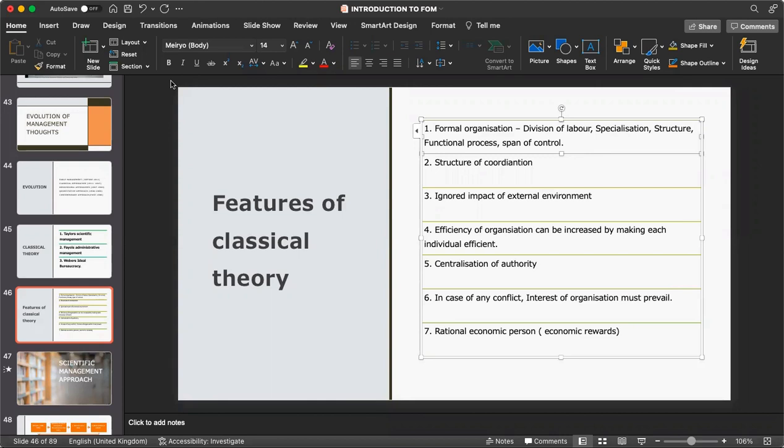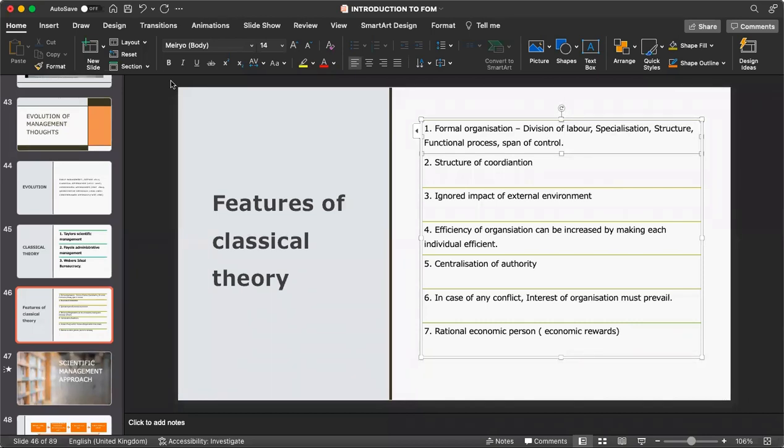Second one is structure of coordination. Right now we are talking about interdepartmental coordination. It means coordination between sales and marketing, between the accounts department and finance department, between manufacturing department and purchasing department. All those related departments must coordinate and support each other in order to increase the efficiency of the company.